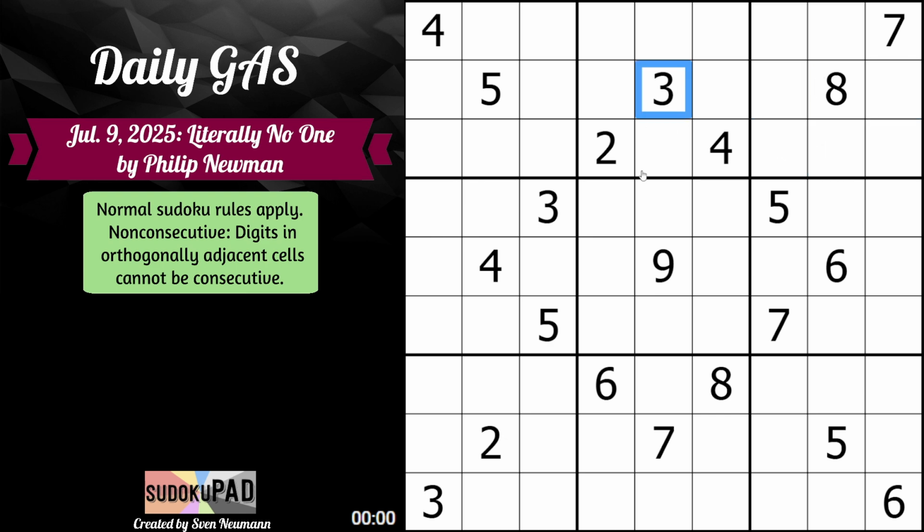The same is true here, right? Obviously the 2 and 4 are already placed, but that would tell us, if we didn't know the 2 and 4, that none of these cells, orthogonally adjacent, right, they share an edge, can be that difference of 1. So with that awkward explanation aside, hopefully it all made sense. Those are the rules. Let's just jump right into it.